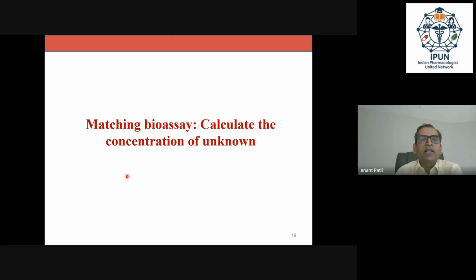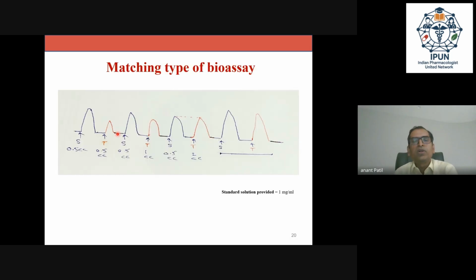The first bioassay that I will be discussing is the matching bioassay. The name itself tells you what I'm going to do. Basically, I'm going to match the contractions of the standard solution with the contractions shown by the unknown solution. Because I know the concentration of the standard, I can work out the concentration of the unknown solution by doing some simple mathematics. The easiest bioassay is the matching bioassay, because I just have to match the contraction length and then apply a simple mathematical formula. So let's go ahead.